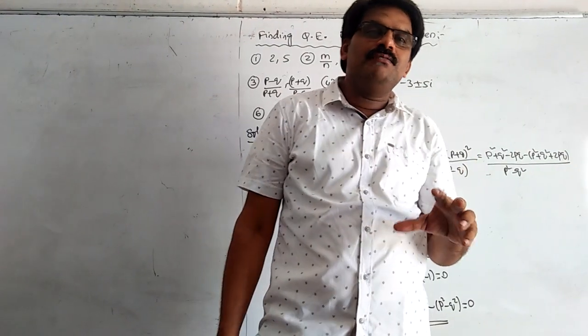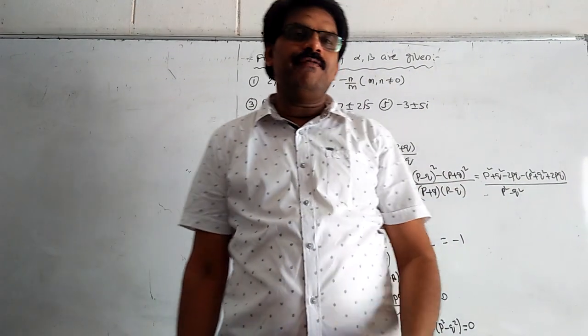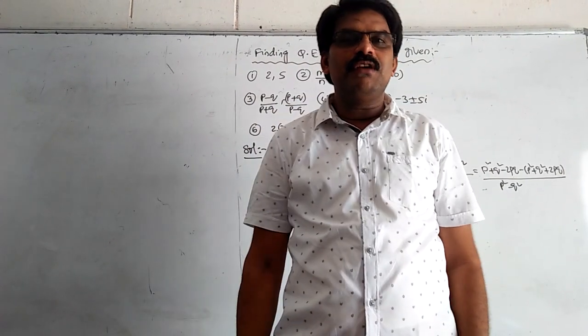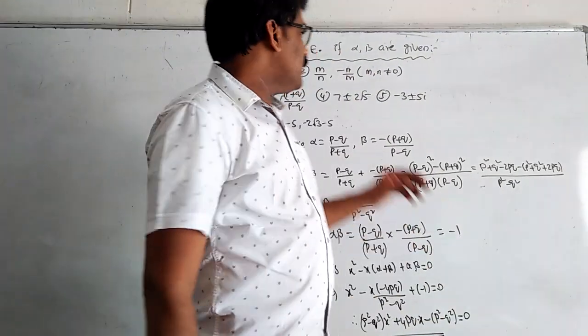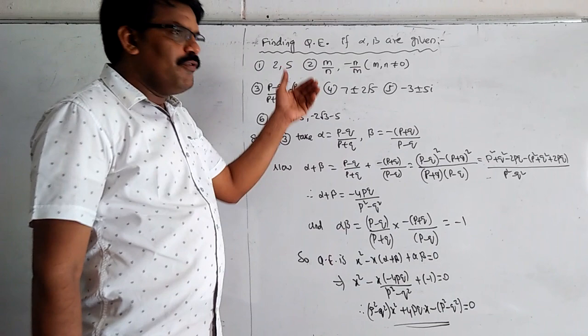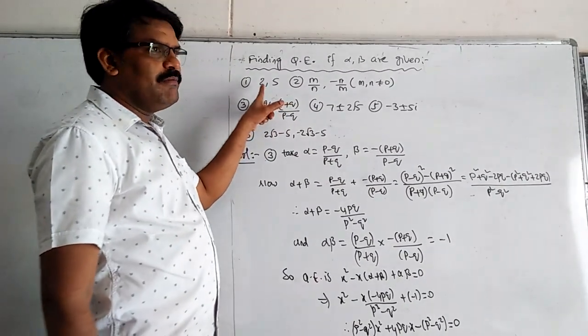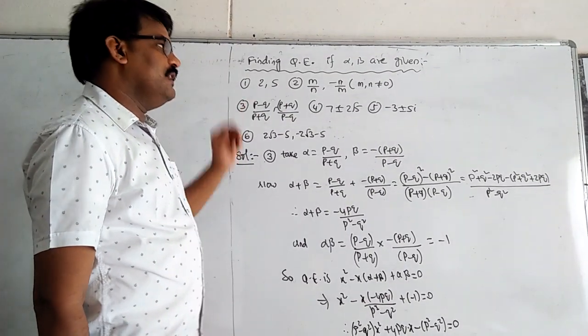We know that by giving the quadratic equation, we can find the roots. Now, by giving roots, we are finding the quadratic equation. If the roots are alpha, beta, how do we find the quadratic equation? Suppose here there are 5 problems. By giving 2 roots, we have to find the quadratic equation.